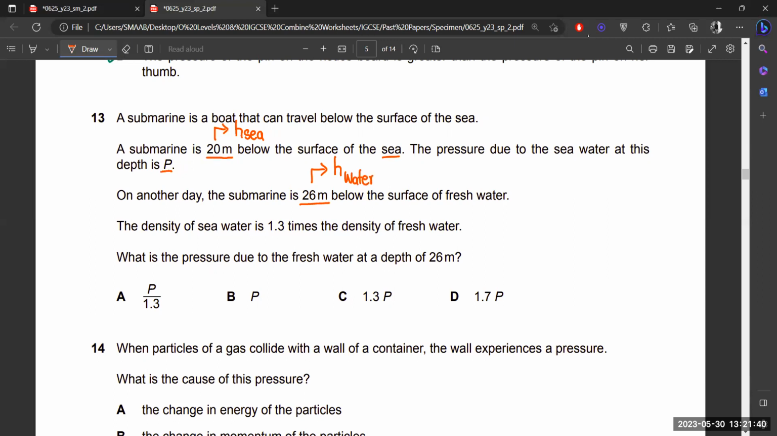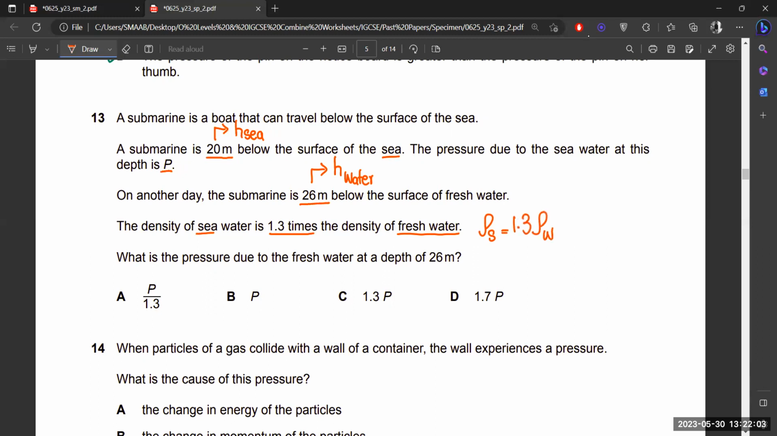The density of sea water is 1.3 times the density of fresh water. We know that the density of sea water is greater than the density of fresh water. So it means the density of sea water is 1.3 times the density of fresh water.